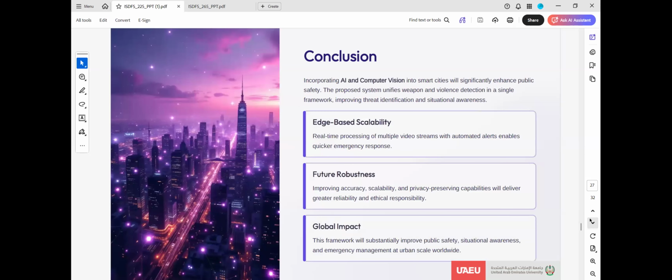And again, the conclusion: with the help of this AI computer vision in smart cities, it is helpful to enhance public safety. We propose weapon and violence detection in a single framework, improving threat identification, and also alerting the people with the help of these emerging technologies.